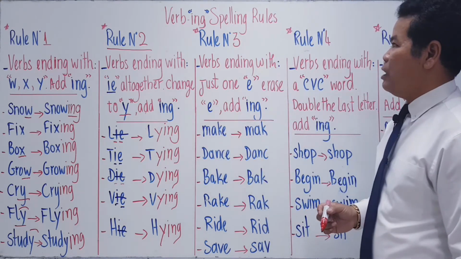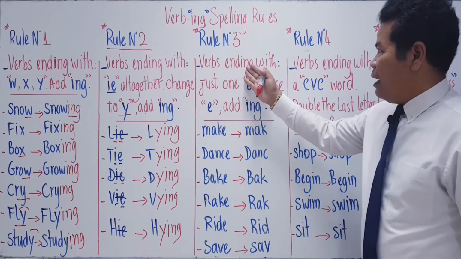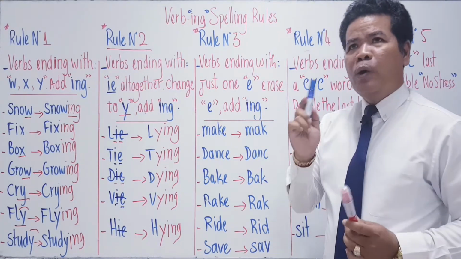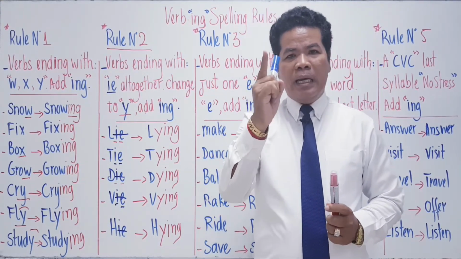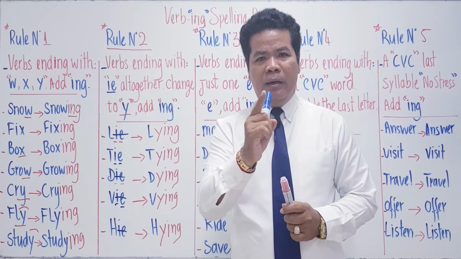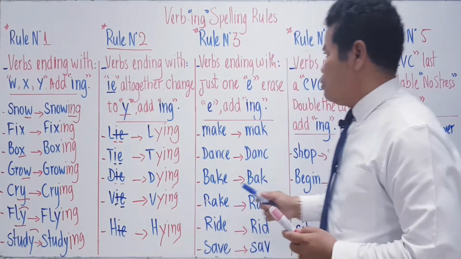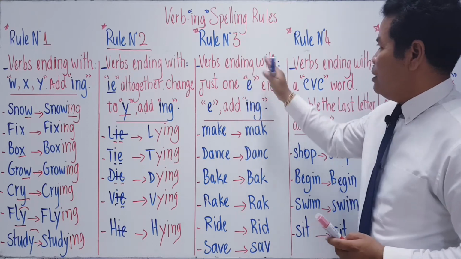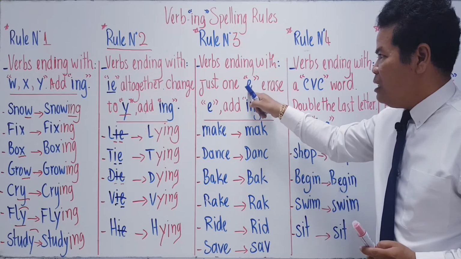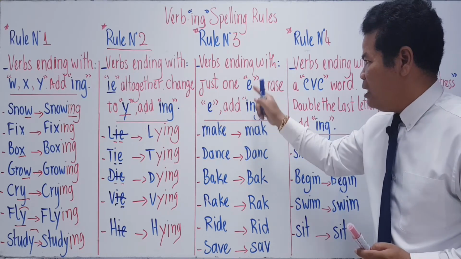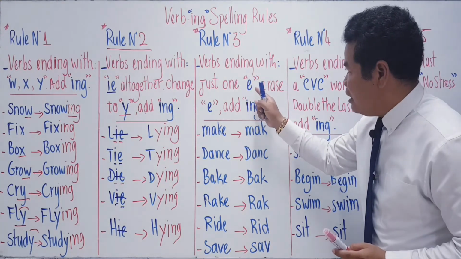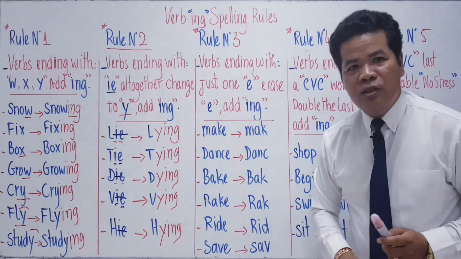Go to rule number 3. Verbs ending with just one E, not two E's, just one E. Think about it. One E only, alright? So the rule says verbs ending with just one E, we have to erase the letter E and then add ing.